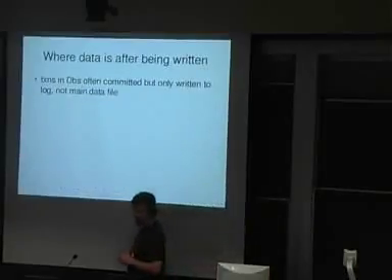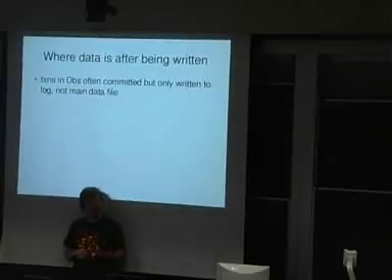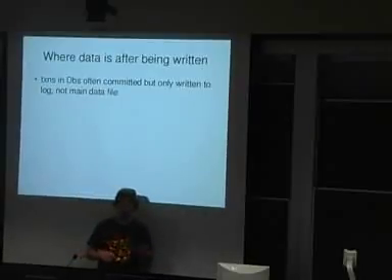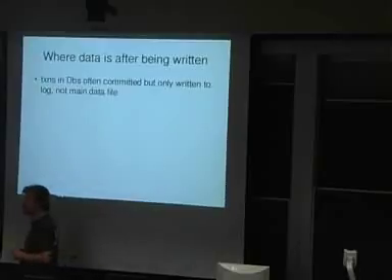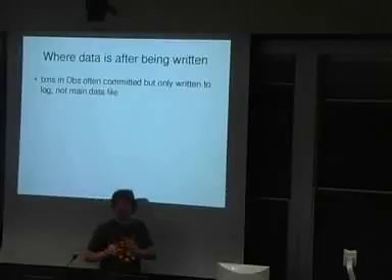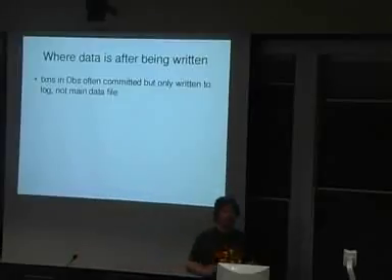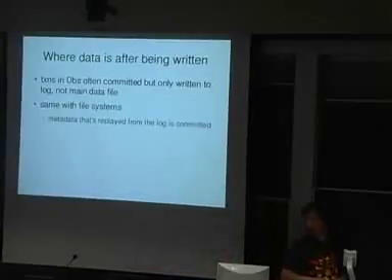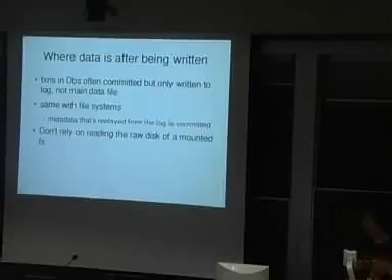So where is data after it's been written? Transactions in databases are often committed, but only written to the log, not the main data file, right? So you could easily write a whole bunch of metadata operations to the journal on the file system that, if you crashed at that point, you'd replay them. So it's the same with file systems. So don't rely on reading the raw disk of a mounted file system.